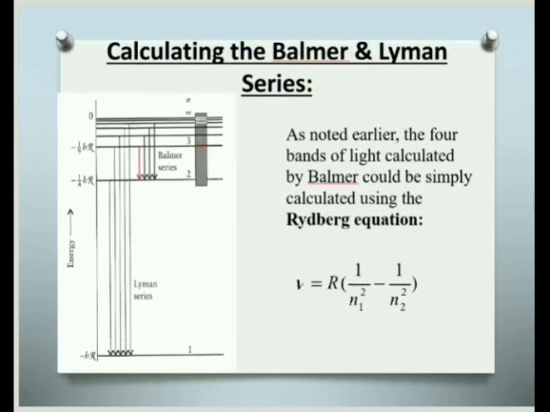Calculating the Balmer and Lyman series. As noted earlier, the 4 bands of light calculated by Balmer could be simply calculated using the Rydberg equation: ν equals R multiplied by (1 upon n1 squared minus 1 upon n2 squared).